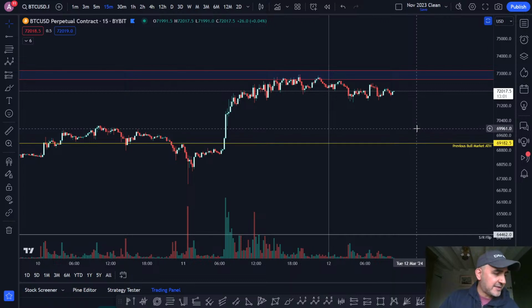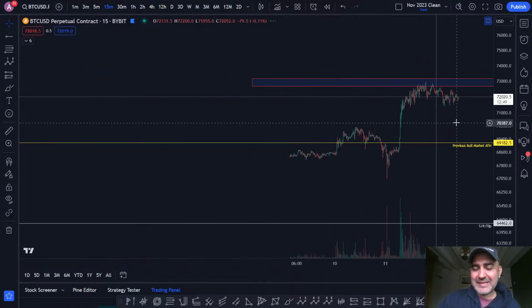All right. And just bear in mind that if Bitcoin pulls back, the strategy for altcoins is buying. It's buying. That's what you'll be looking for.